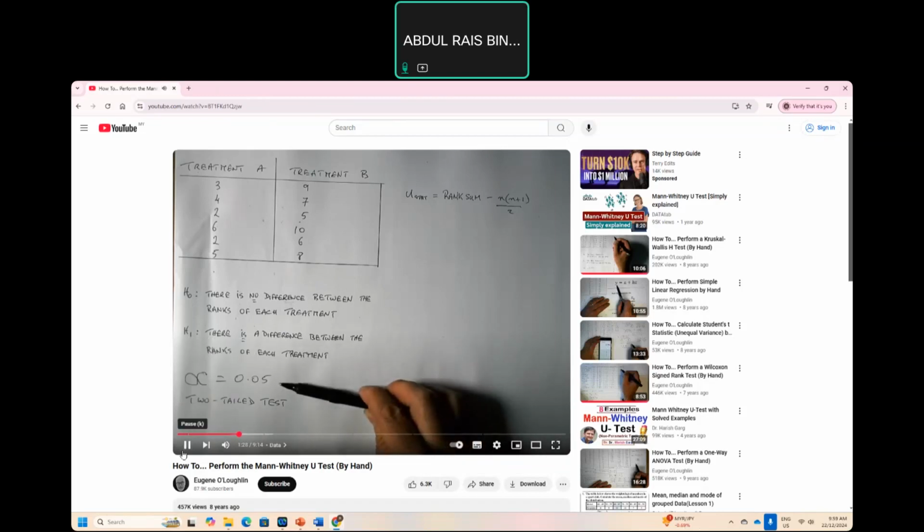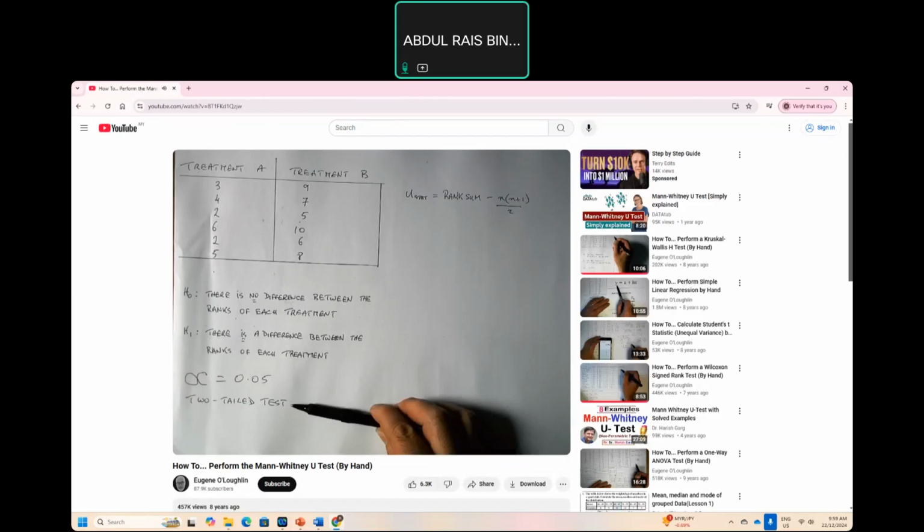We're going to test here at an alpha value of 0.05, and we haven't indicated a direction for our test, so we're going to have a two-tailed test in this case here. So it's a two-tailed, unpaired or independent Mann-Whitney test.